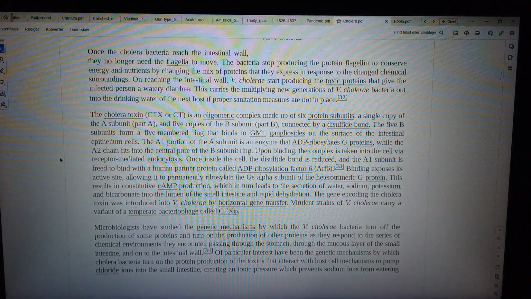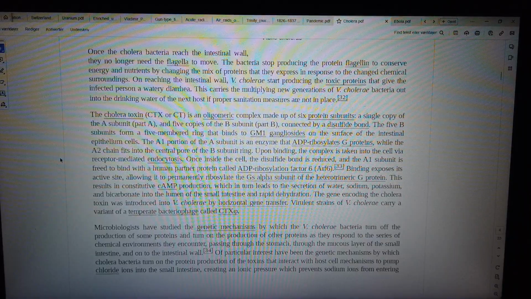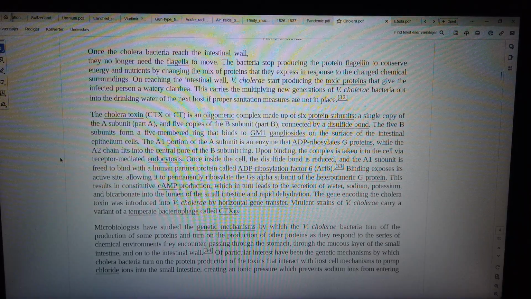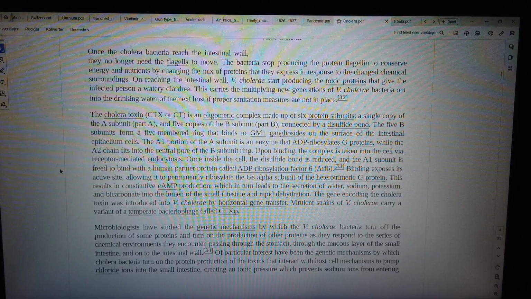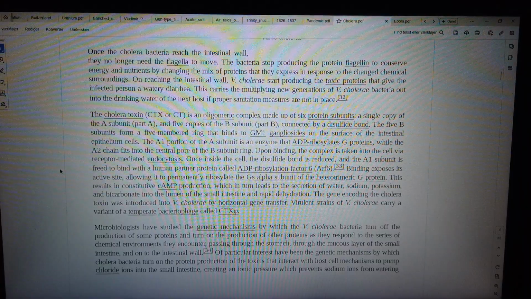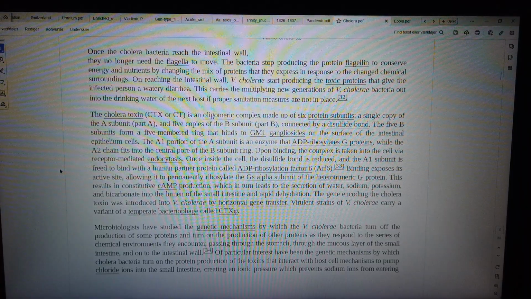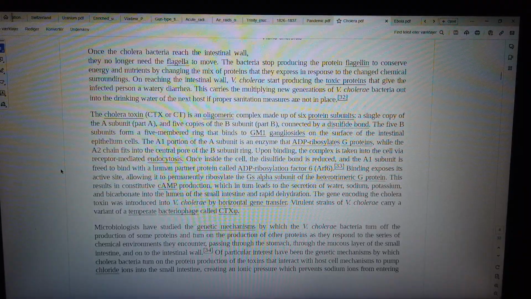Once inside the cell, the disulfide bond is reduced, and the A1 subunit is freed to bind with a human partner protein called ADP ribosylation factor 6, ARF6. 33. Binding exposes its active site, allowing it to permanently ribosylate the GS-alpha subunit of the heterotrimeric G protein.